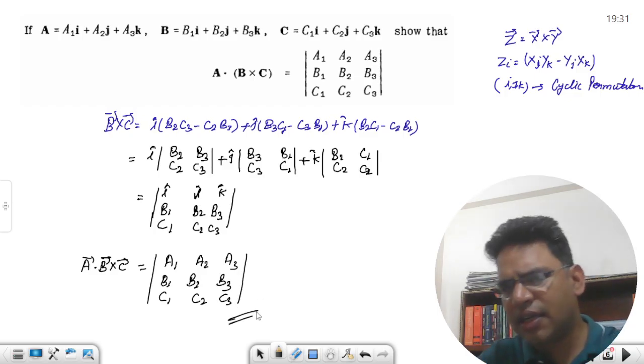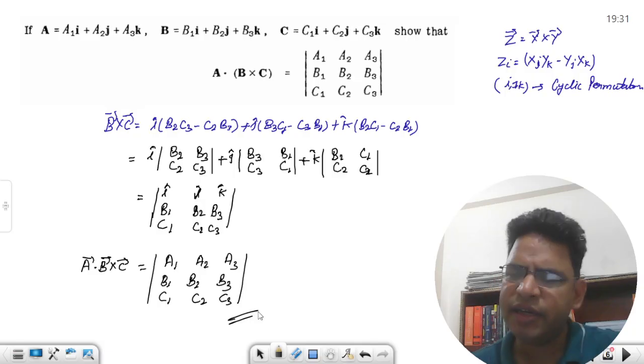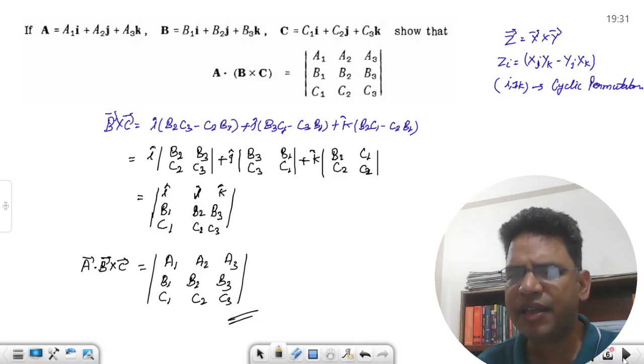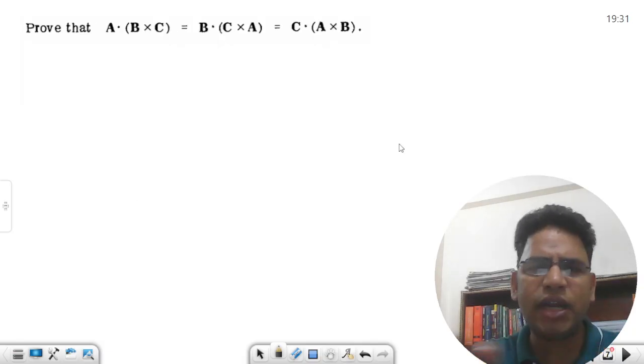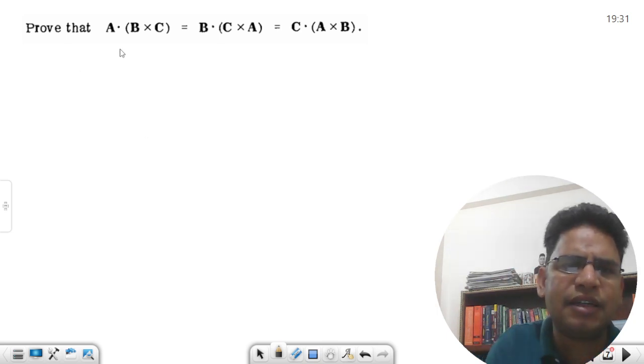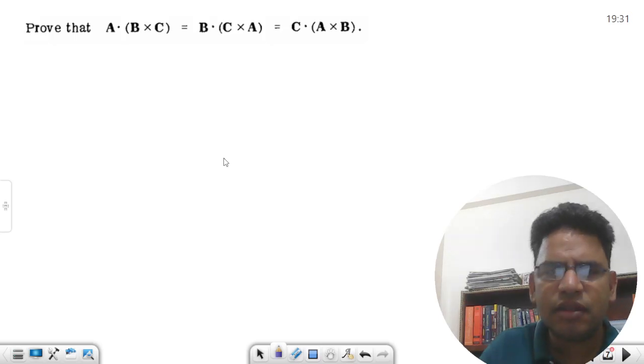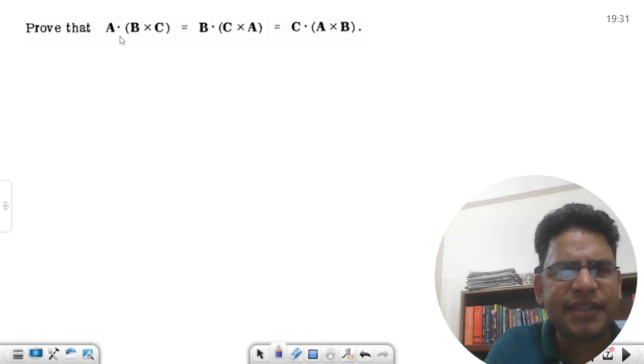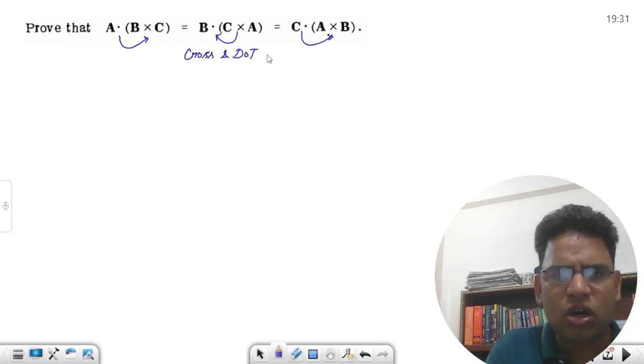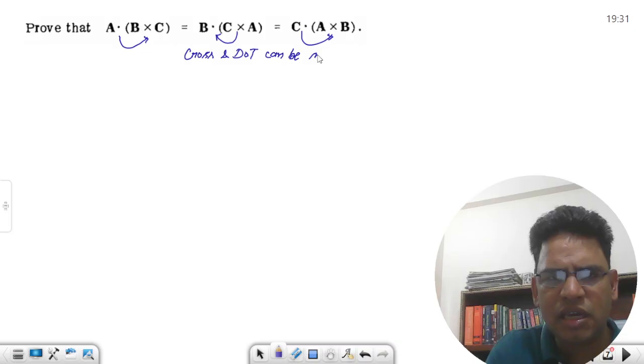And this result is proved once and for all, so we don't need to prove it again and again. I think you can practice it. What is a dot b? How to prove that? Now, this is interesting. So you can essentially interchange cross and dot. Cross and dot can be interchanged.